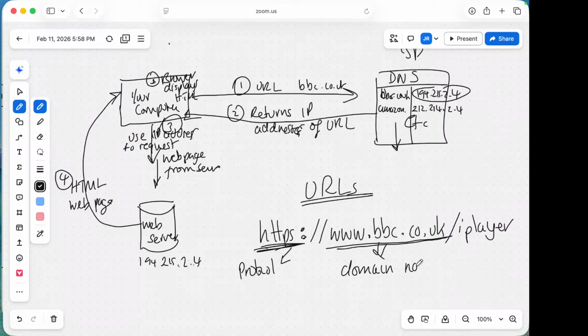And then the last bit is the path, or you can say the file as well. So it's the path or the file. Either of those should get you a mark for that.